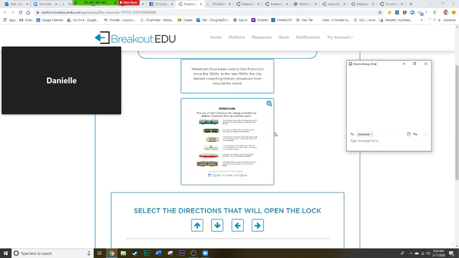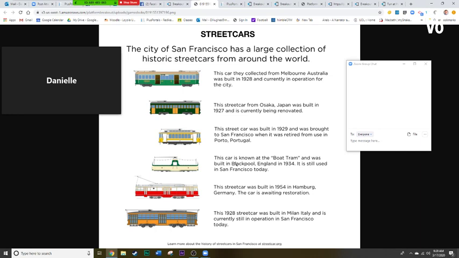Streetcars have been used in San Francisco since the 1800s. In the late 1900s, the city started collecting historic streetcars from around the world. All right, I opened this in a new window. The city of San Francisco has a large collection of historic streetcars. This car they collected from Melbourne, Australia, which was built in 1928. Then this one is from Osaka. And then this one is from San Francisco in 1929, 27, 28. Boat tram, 34, 54, 28.